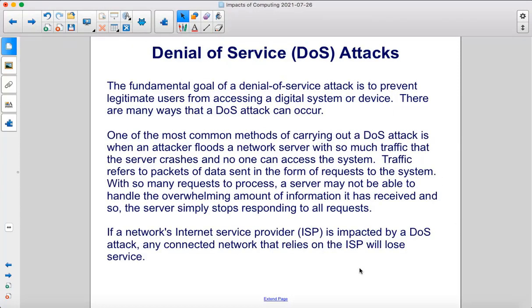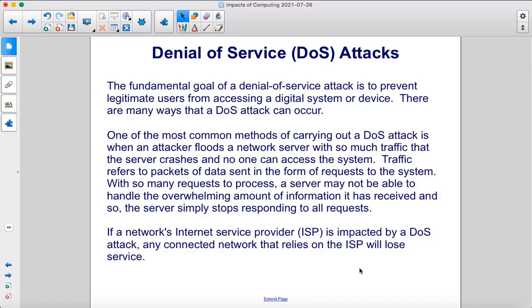The fundamental goal of a denial of service attack is to prevent legitimate users from accessing a digital system or device. There are many ways that a DOS attack can occur. One of the most common methods of carrying out a DOS attack is when an attacker floods a network server with so much traffic that the server crashes and no one can access the system. Traffic refers to packets of data sent in the form of requests to the system. With so many requests to process, a server may not be able to handle the overwhelming amount of information it has received, and so the server simply stops responding to all requests.